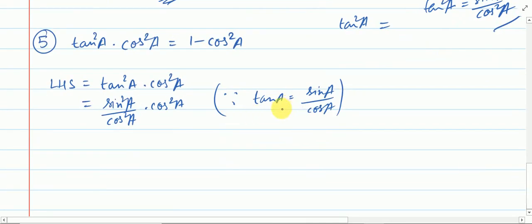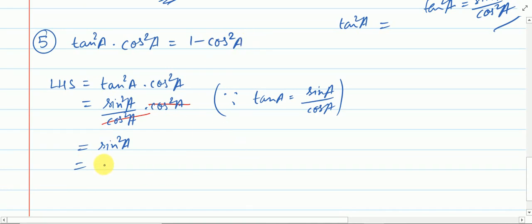Since tan A is equal to sin A upon cos A, tan square A will be equal to sin square A upon cos square A. So now what happens, the cos square A here and the cos square A there cancel, and you are left with sin square A. But we are not done yet. This should be equal to 1 minus cos square A.